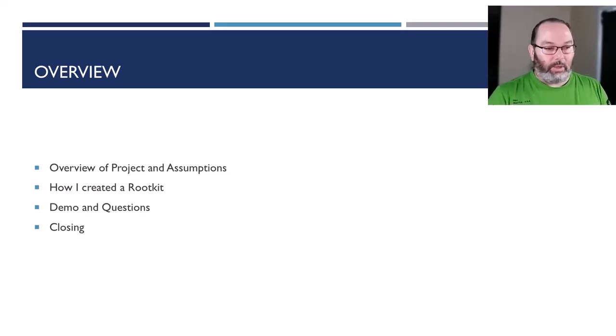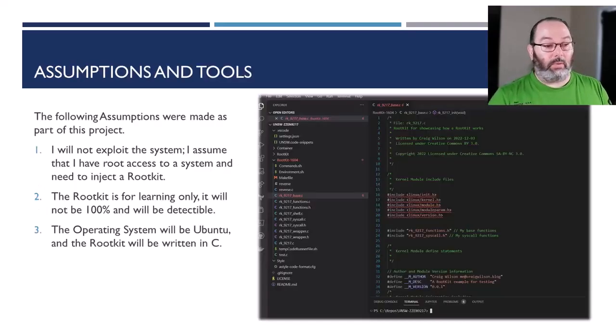A couple of things with the project. The main goal was to learn about a rootkit, how it worked, and how it interacted with the operating system. The second goal was to successfully load a module and take over the system call. The assumption I made is that I would not be exploiting an operating system, so I'm going to assume that I already have privilege escalation. I've already got that root account inside the system.